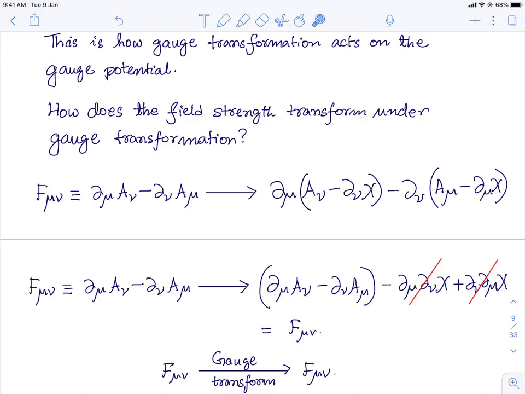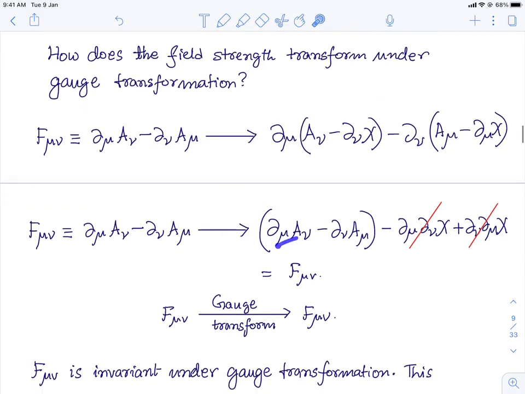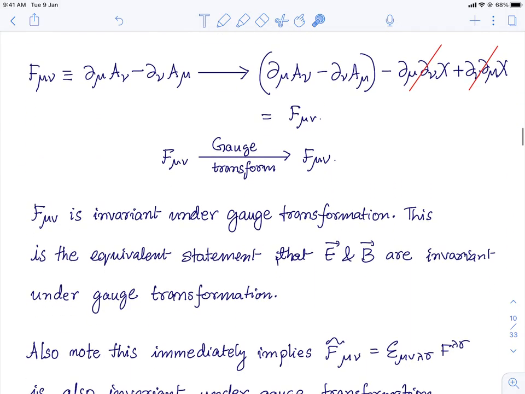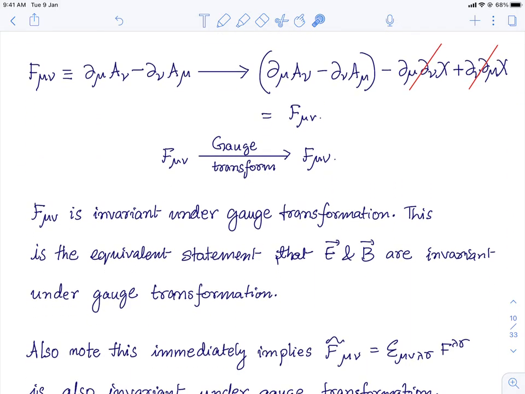As you know, it had to be the case, because the field strength is expressed in terms of the electric and magnetic field, and under gauge transformation, the electric and magnetic field remain invariant. So this is the equivalent statement in terms of a four tensor. It's the same statement in terms of a four tensor. Okay, so that's what it is.